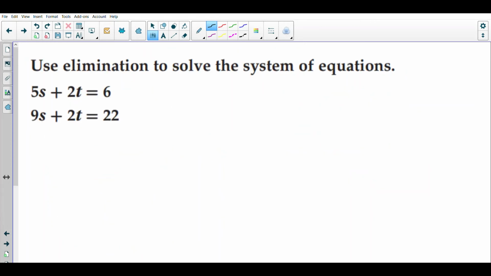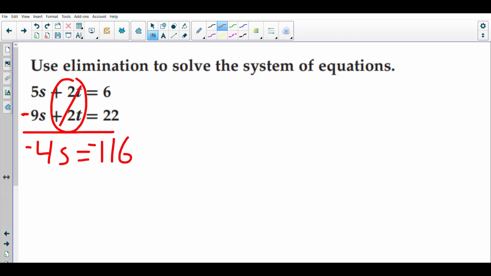All right. So one more. Use elimination to solve. Now we have s and t, not a big deal. We can just still treat it as x and y. I see right here they're the same, so I'm going to subtract. So 5s minus 9s would give me negative 4s. 2t minus 2t cancels out, and that would give me equal to 6 minus 22, which is negative 16. Now we've got to solve. Divide by negative 4. So s is equal to positive 4.